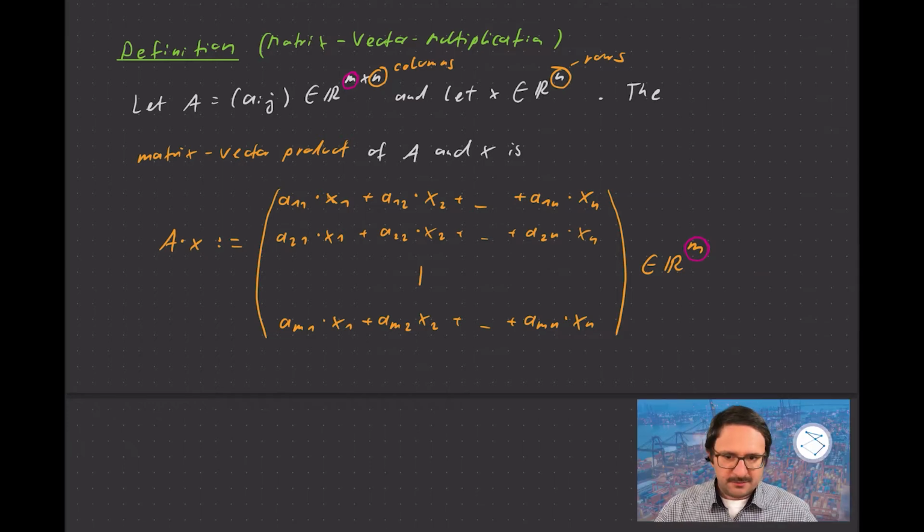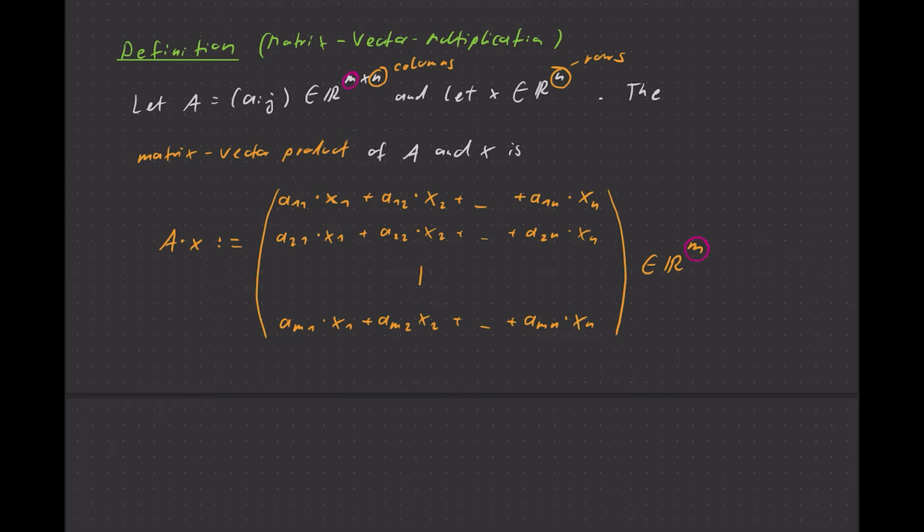Now, with this strange definition, what do we gain? The first thing that we gain is we now have a convenient shorthand for writing systems of linear equations. As you can see, basically, if A is a coefficient matrix for a system of linear equations, then what we have here is the first equation corresponding to that coefficient matrix with variables x.